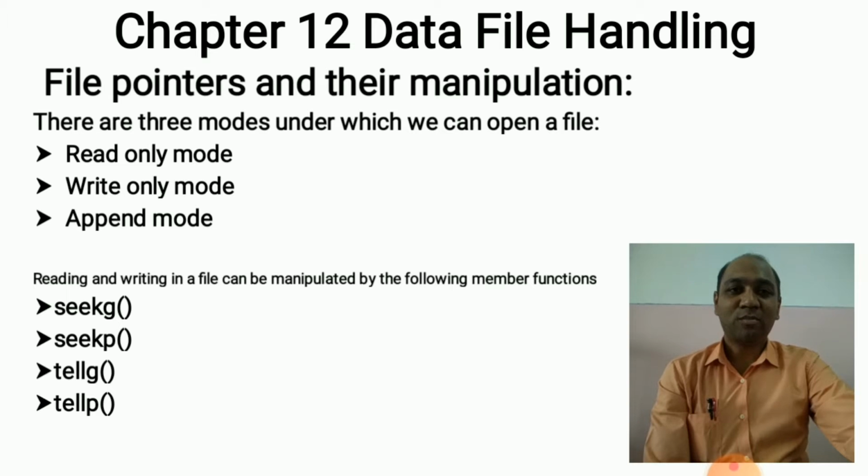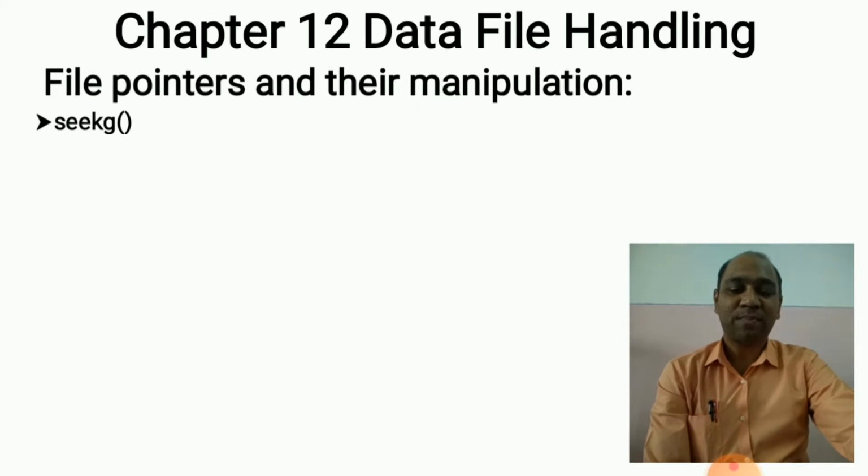Now, in order to perform all these operations, we have certain member functions which perform certain operations. Here, seekg, seekp, tellg and tellp. So let us continue with the first one, that is seekg. Here, this get pointer moves to the particular position specified from the 0th byte. Let us take the syntax: seekg(long offset, seekdir).